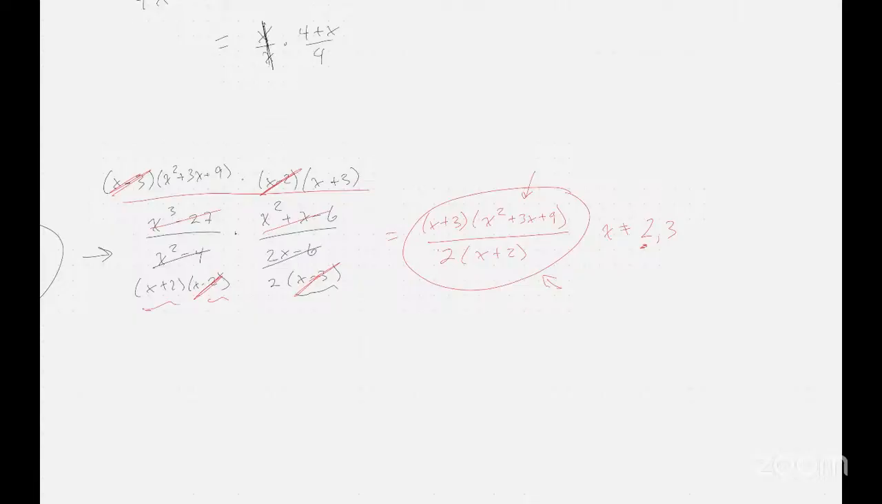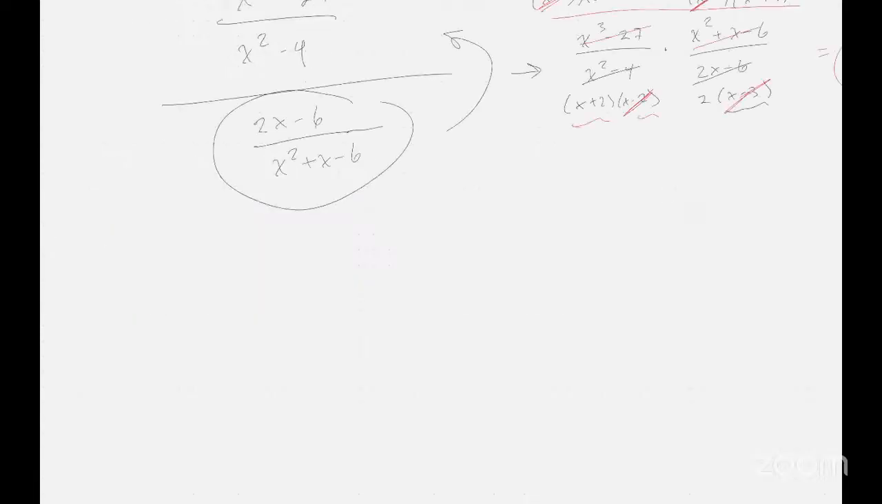x squared plus 5x plus 6 over x squared plus x minus 6, times x squared minus 9 over x squared minus x minus 6. Okay. This is going to be easier. You could already tell what happens.